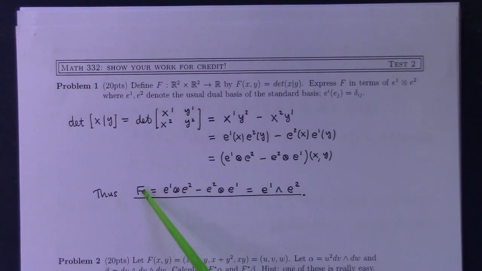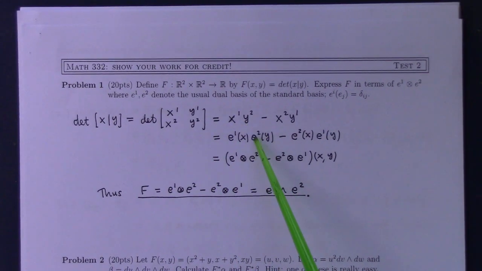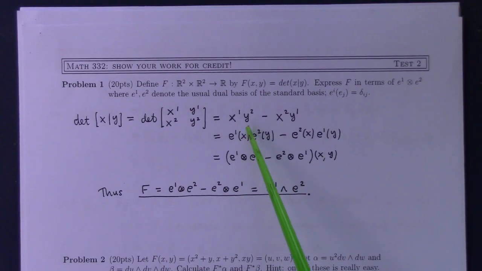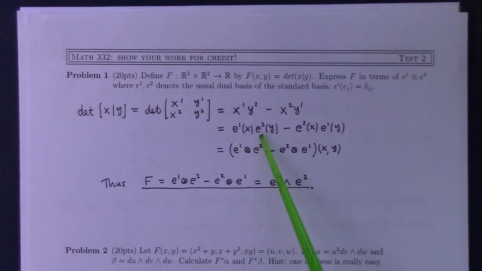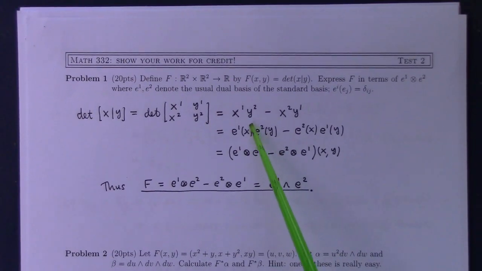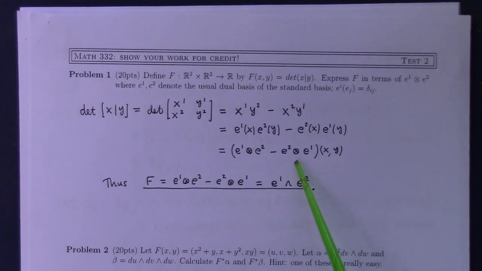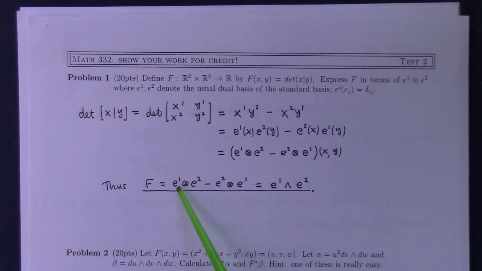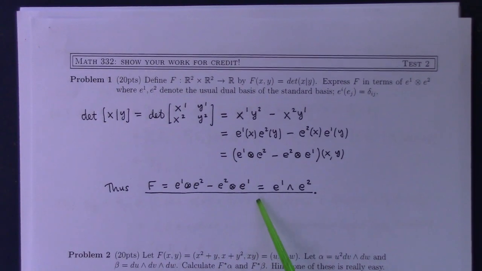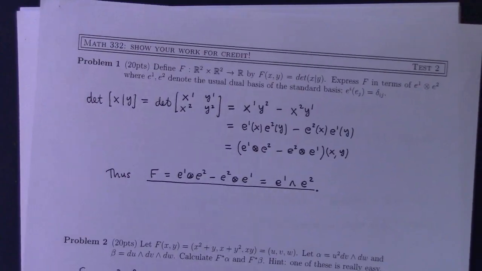So this was problem 1. Basically, you just need to recognize here that x1 and y2, rather, are just e1 acting on x and e2 acting on y. You remember we talked about the dual basis picking off components? So just putting that into practice, and then this is just using the definition of the tensor product. So lo and behold, we have that f is actually e1 tensor e2 minus e2 tensor e1, or if you like, the wedge product of e1 and e2. Now, that was problem 1.